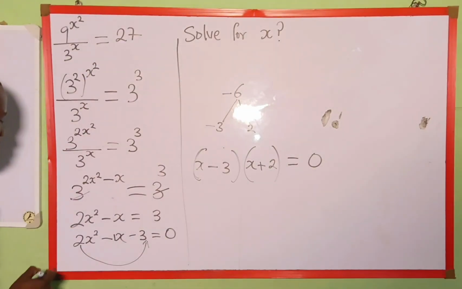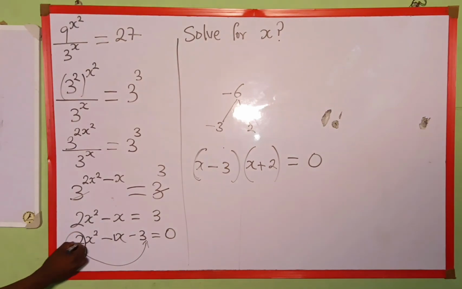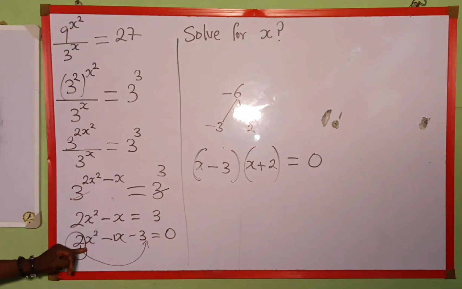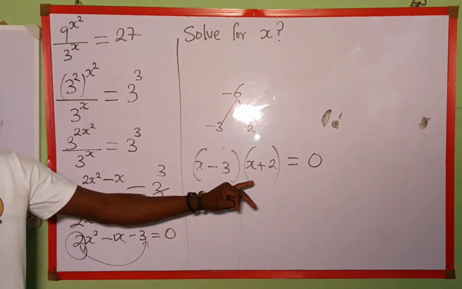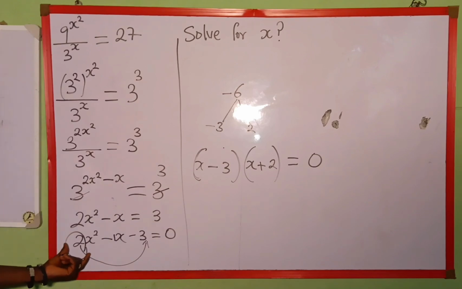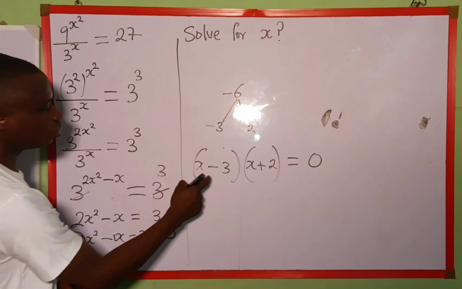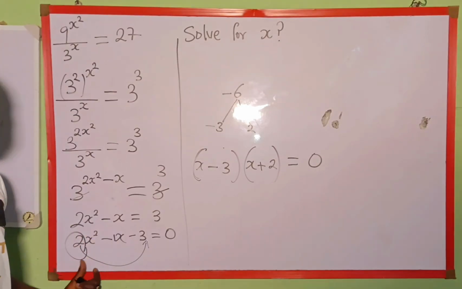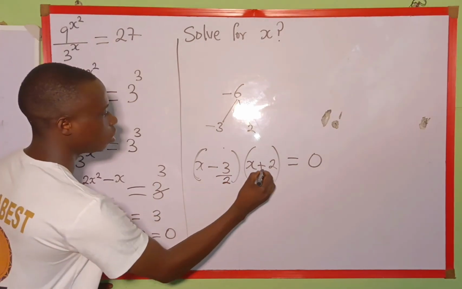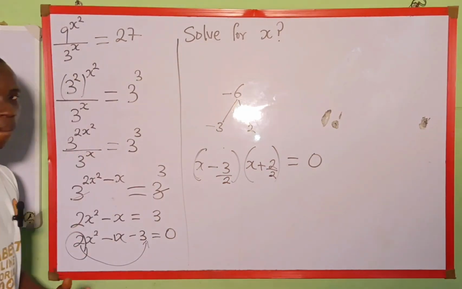But remember, because of this leading coefficient, that is 2. If the leading coefficient is 1, we don't need to do anything. But because the leading coefficient is not 1, it's 2, we're going to divide the numbers by the leading coefficient, which is 2. Then also we divide this by 2.